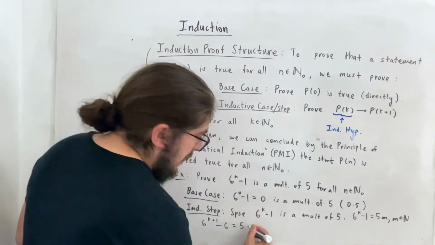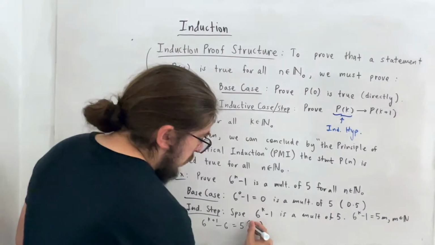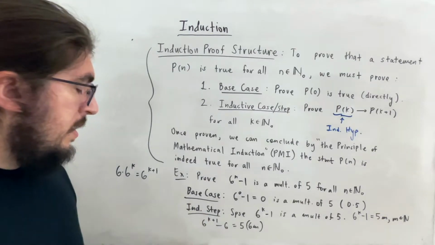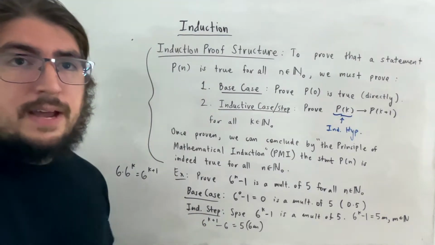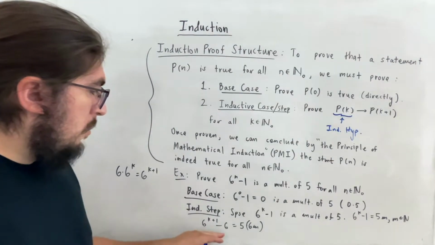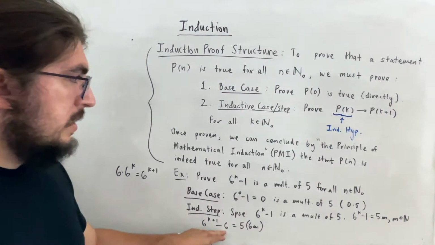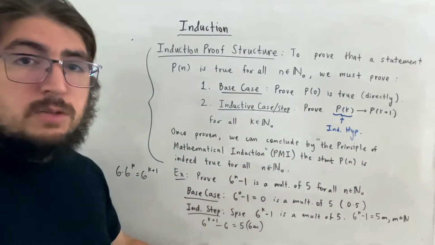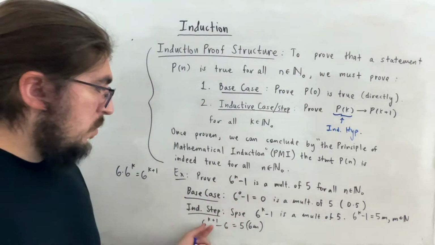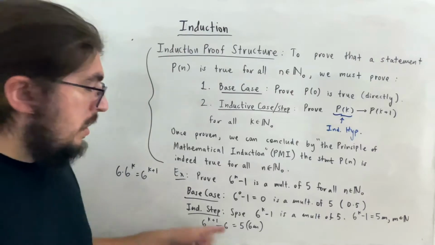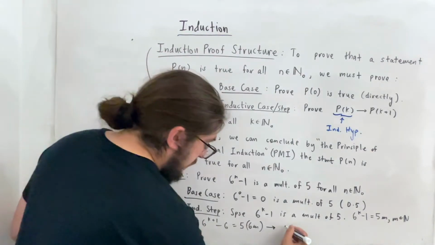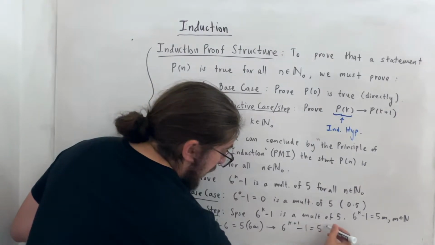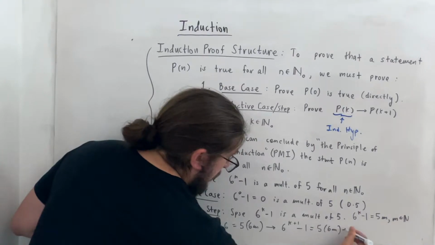And then we get 5 times 6 times m, which rewriting it like this just shows that it is indeed a multiple of 5. So to be a multiple of 5 just means you're something times 5, right? Good. So now what I want is for this to be a minus 1, not a minus 6. Because P of k plus 1 is our statement 6 to the something minus 1, but instead of k or n, it's k plus 1. So I want that to be a minus 1. So simply we can add 5 to both sides. Just by adding 5 to both sides, we get 6 to the k plus 1 minus 1 is equal to 5 times 6m plus 5.